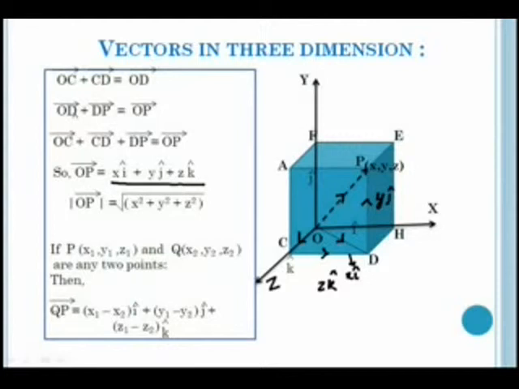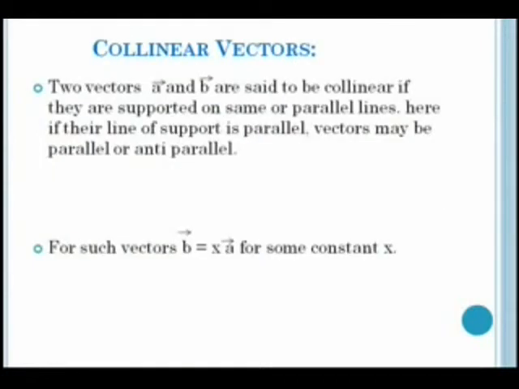So this is the way we actually represent any vector in 3 dimensions. Most of the time we will be studying vectors in 3 dimensions, and so we are going to use this notation of representing any vector in 3 dimensions. Now we have already studied what collinear vectors are. Any 2 vectors A and B are said to be collinear if they are supported on the same or parallel lines. So if they are contained in the same line, then such vectors are called collinear vectors.